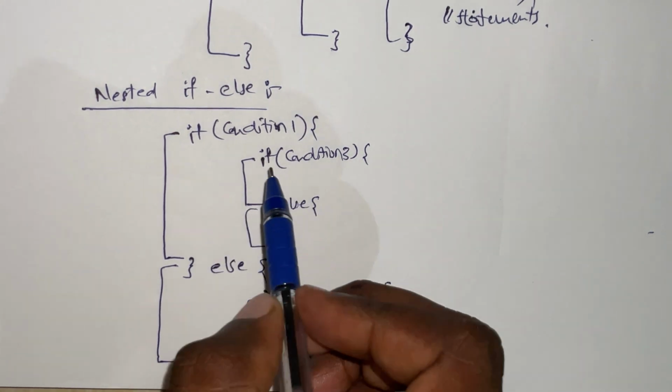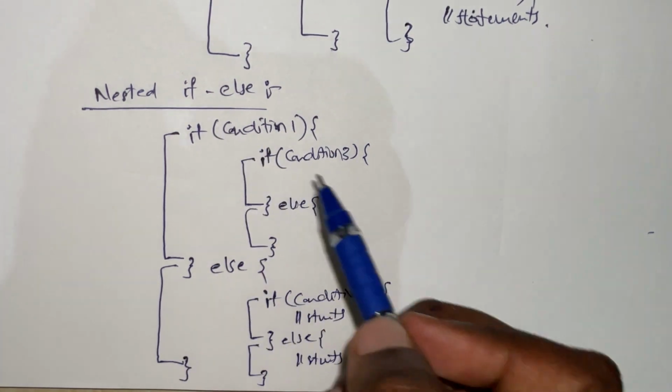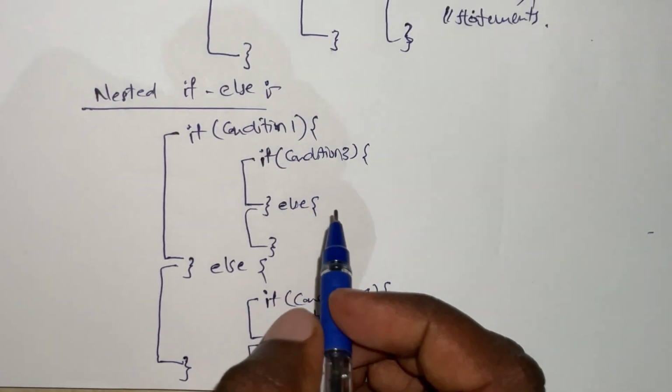So a very simple concept. If we write another condition inside one condition, then we will call that nested if conditions.